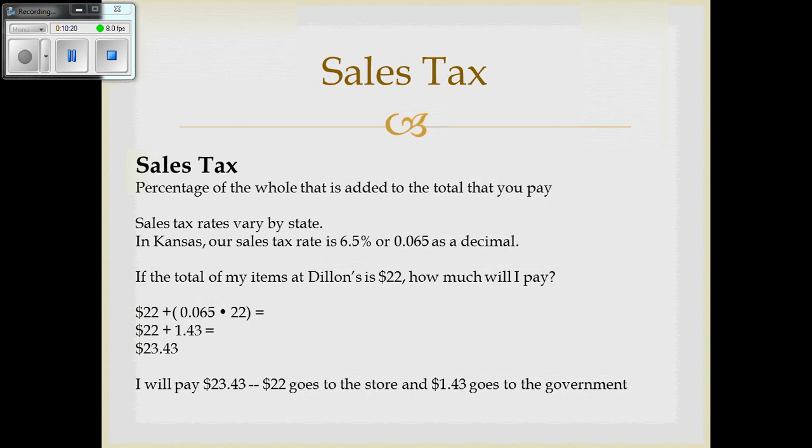If the total of the items that I purchase at Dillon's is $22, how much will I pay in total? I will have to determine and add in the tax that they are going to charge me as well. So what I have here is my $22 plus, and there's my sales tax rate as a decimal. I'm going to multiply that by the $22. That will give me $1.43 that will be paid in tax to the government, and the $22 will go to the store. In total, what I pay is $23.43.